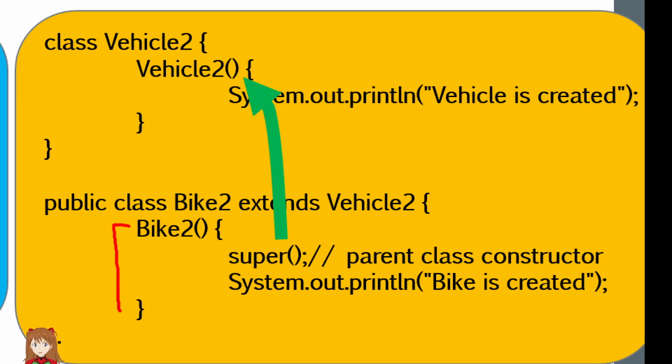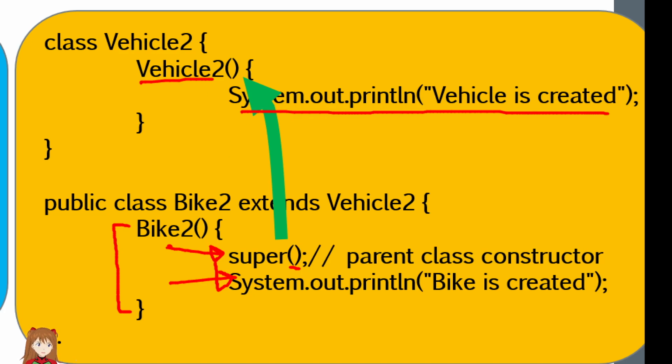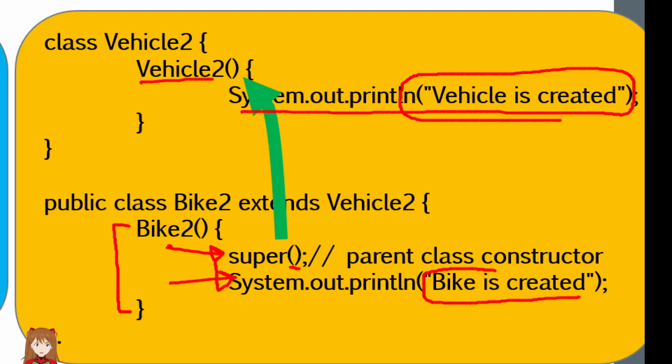And here in Byte2, I have a constructor for Byte2. The constructor for Byte2 has its own code, but it calls super, which is actually a superclass constructor with no parameter. So it calls this one and executes the code. Vehicle is created is printed first, then byte is created is printed second.